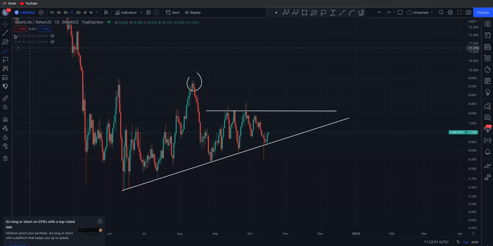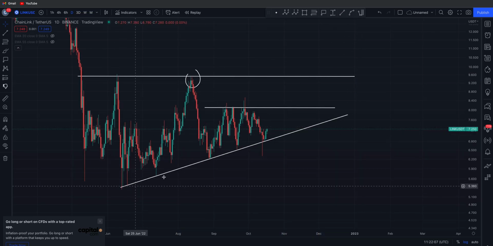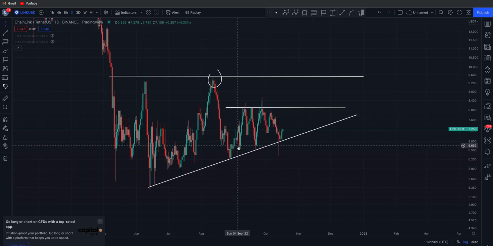You've got a horizontal level of resistance, which is here. You've got this level of resistance above us. Let's maintain the same, and you've got this ascending level of support. So this is bullish structure until it's not.